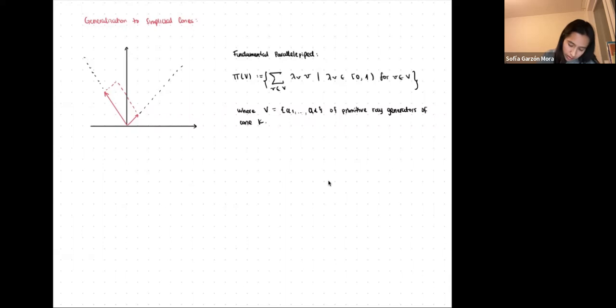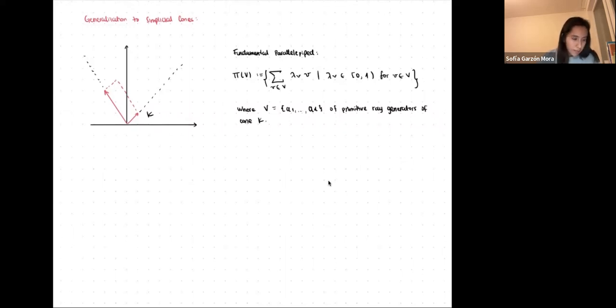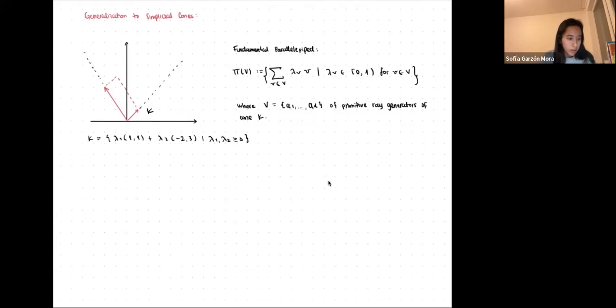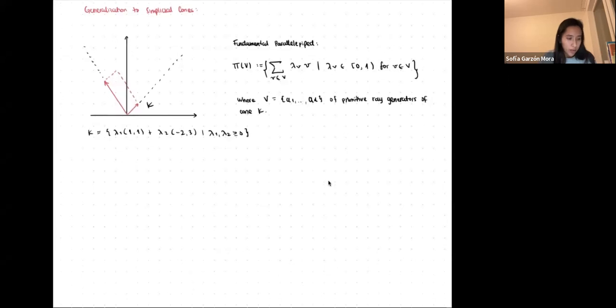And let's call this K. Okay, so in our example, K is just this cone, and maybe we can write it as lambda 1 times (1, 1) plus lambda 2 times (-2, 3). And this is for lambda 1, lambda 2 greater or equal to 0, right? And so could you tell me how to describe the lattice points on the fundamental parallelepiped?